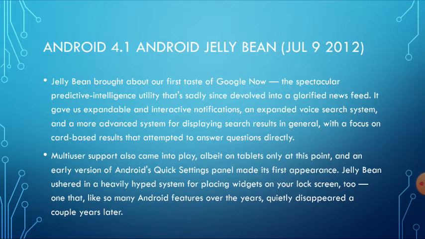It gave us expandable and interactable notifications, an expanded voice search system, and a more advanced system for displaying search results in general, with a focus on card-based results that attempt to answer questions directly. Multi-user support also came into play on tablets only at this point, and an early version of Android's quick settings panel made its appearance. Jelly Bean also gave users a heavily hyped system for placing widgets on your lock screen.